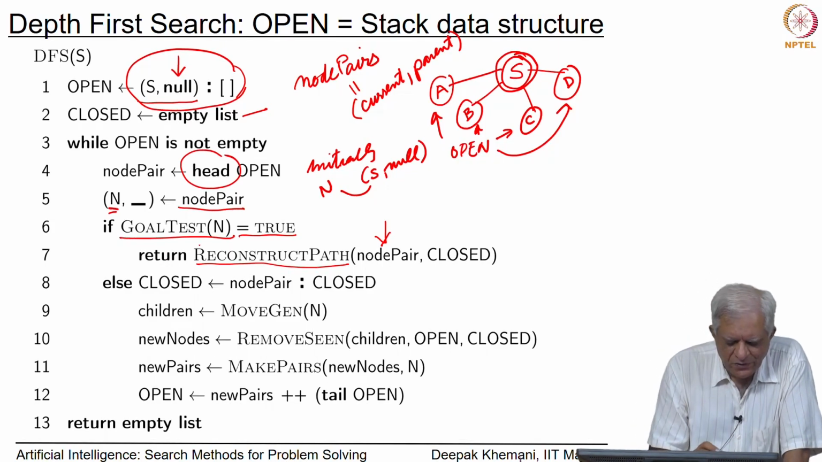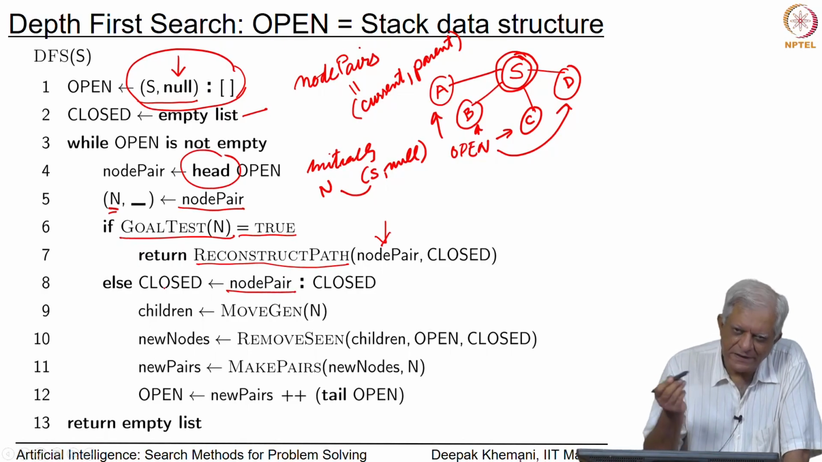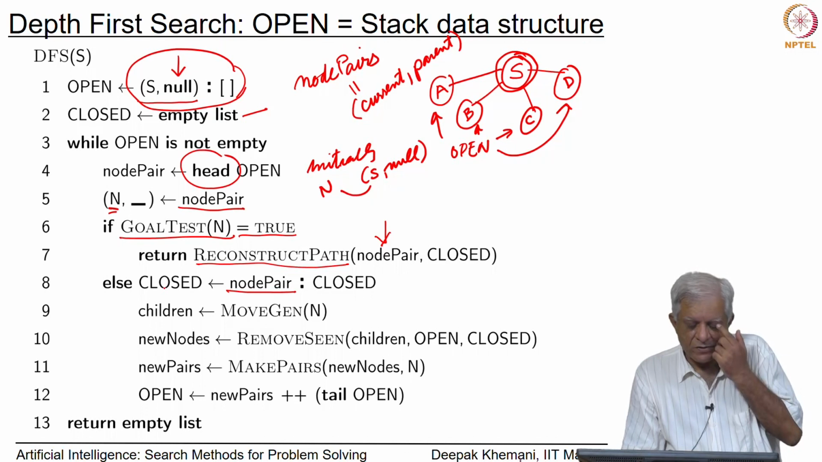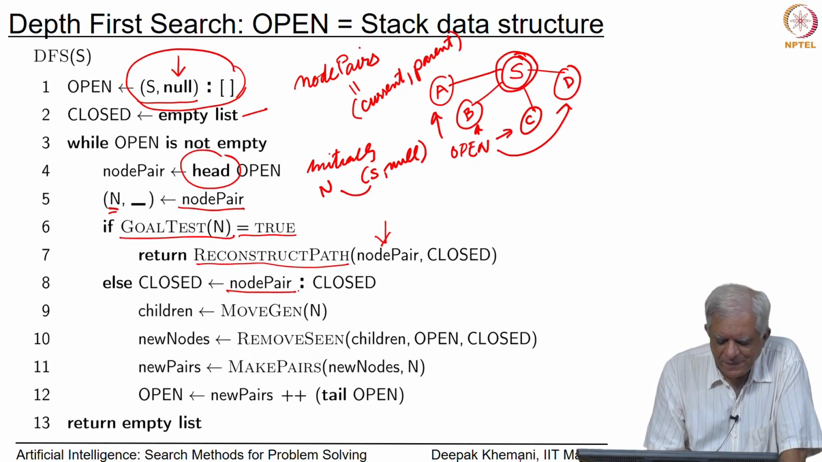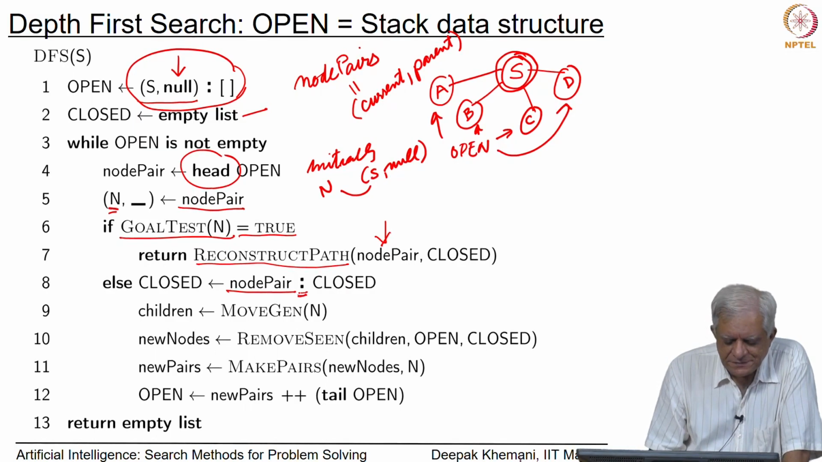So, if it is not the goal node, so if goal test is true, then we construct the path. If it is not the goal, then the first thing we do is we add this node pair to closed, because it may be leading to the eventual goal and we want to be able to trace the path back, and we can add it to closed simply at the head using the same dot operator.